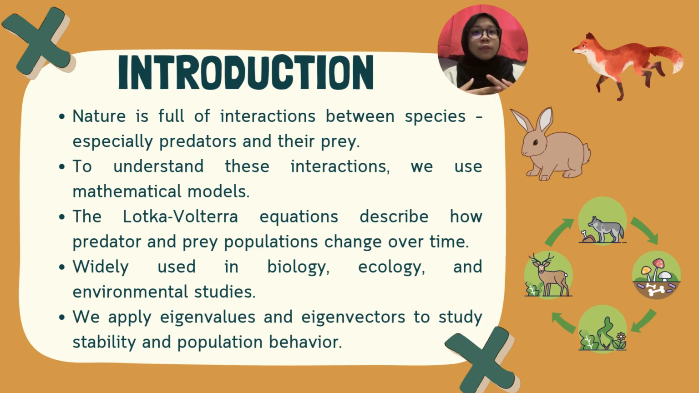The Lotka-Volterra model is a well-known system of two differential equations that describe how predator and prey populations affect each other over time. What makes this topic interesting is that we can use eigenvalues and eigenvectors to analyze the stability of the system. This helps us understand whether the population will remain stable, rise and fall in cycles, or eventually die out. This model has real applications in biology, ecology, and conservation science, and it shows how mathematics can help us understand complex natural systems.